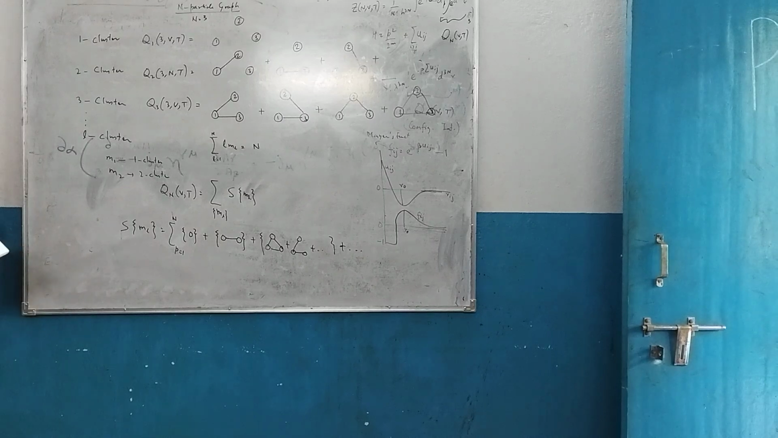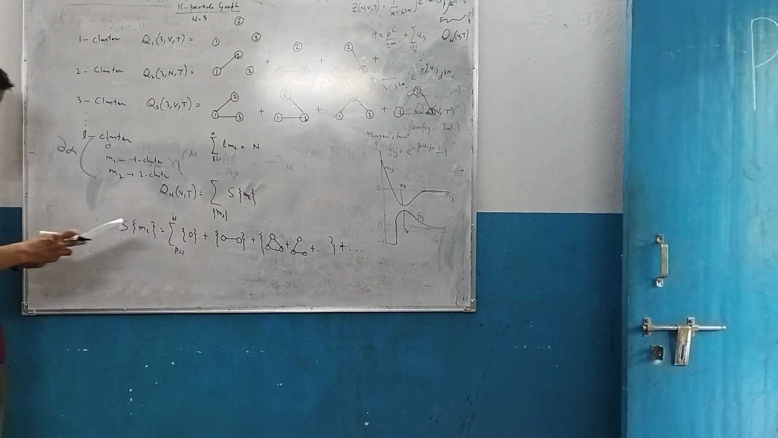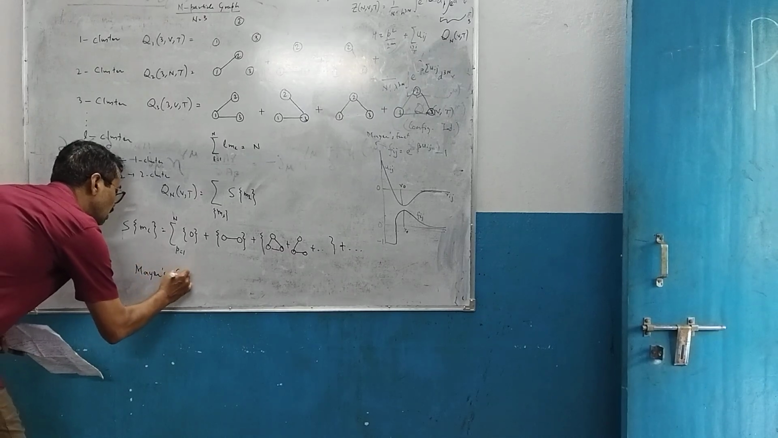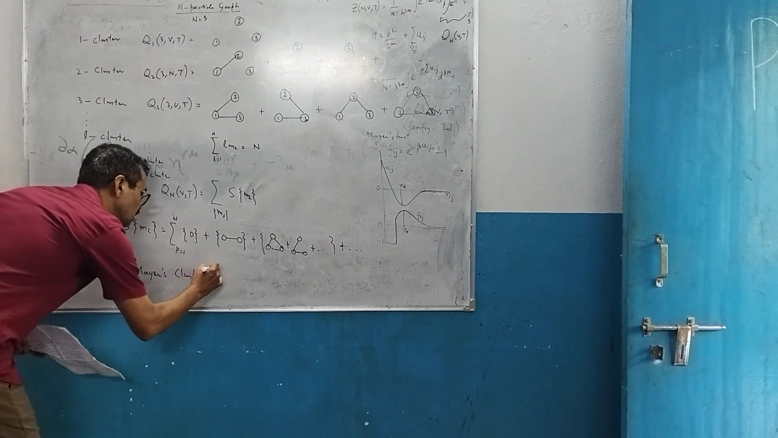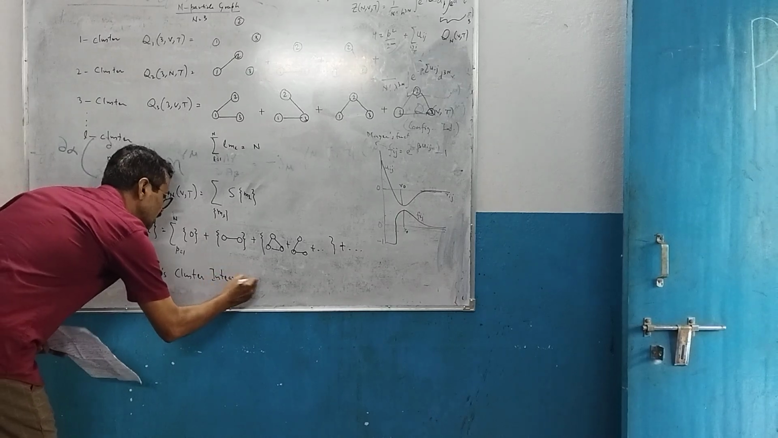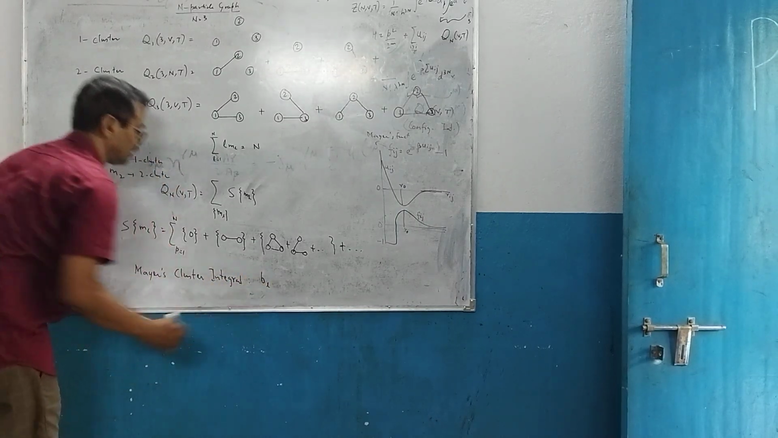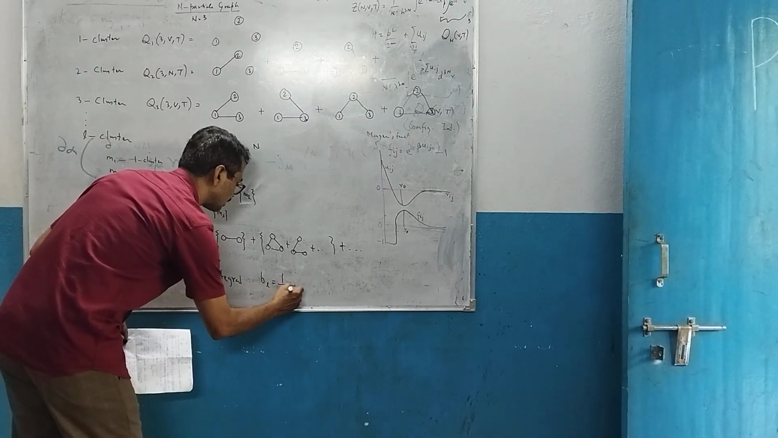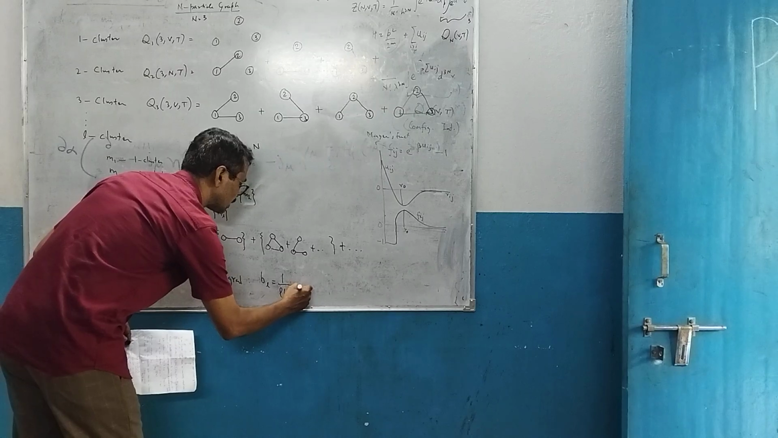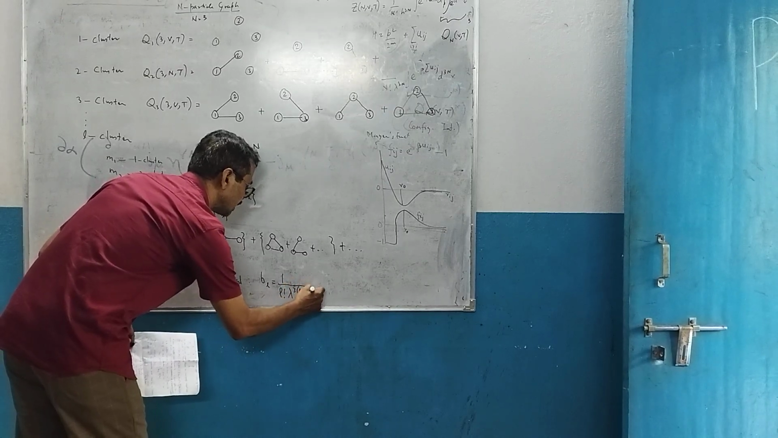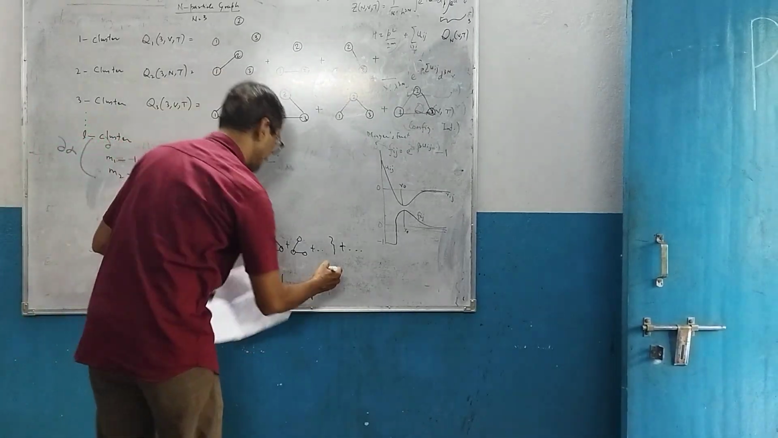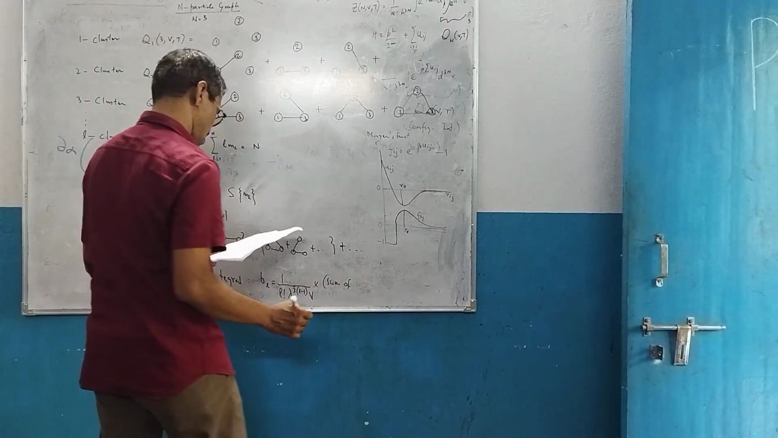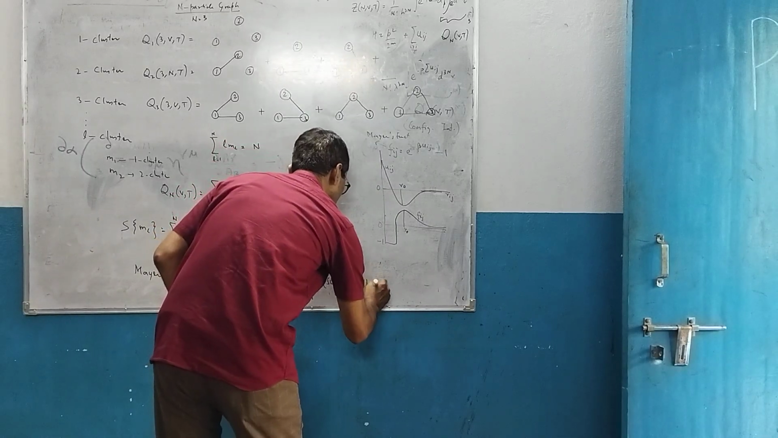There is another thing which needs to be remembered, and that is defined as the Mayer's cluster integral, defined as BL. This BL is 1 by L factorial lambda to the power 3L minus 1 into V, multiplied by the sum of all possible L clusters.